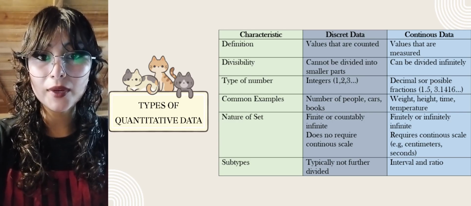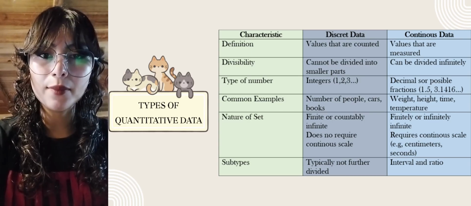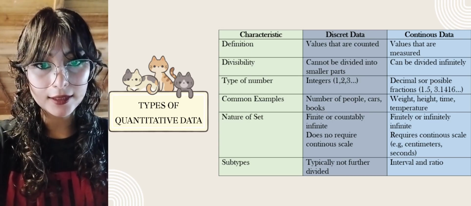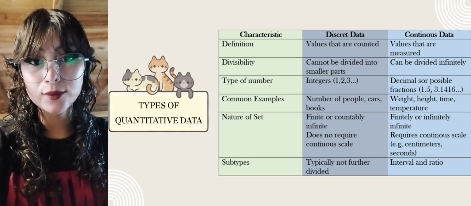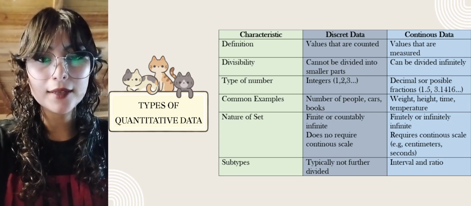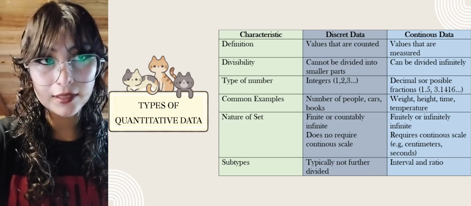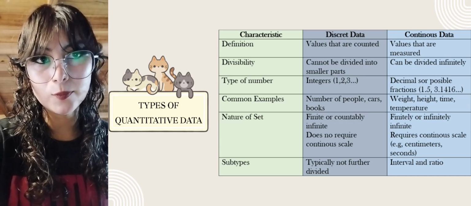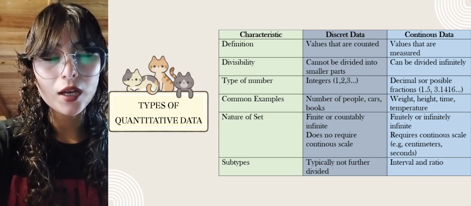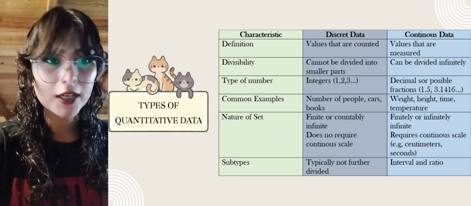Good evening, Professor. My name is María Belén Garzón. I'm going to explain the types of quantitative data. In this case, we have two: discrete data and continuous data. Well, in this chart, we have characteristic, definition, divisibility, type of number, common examples, nature of set, and subtypes.